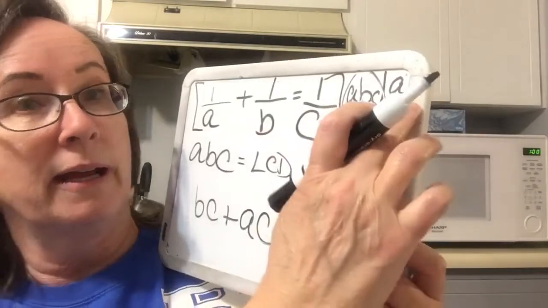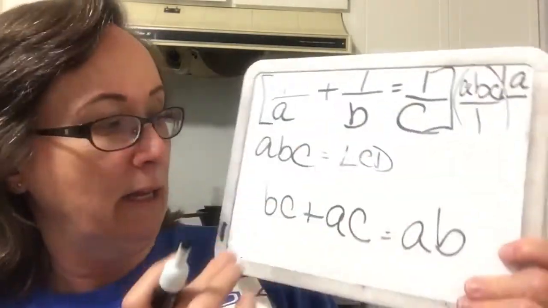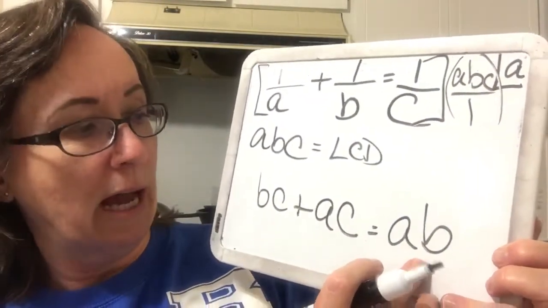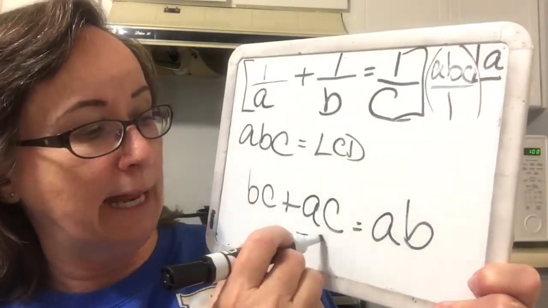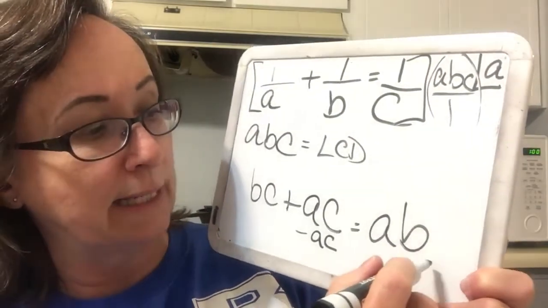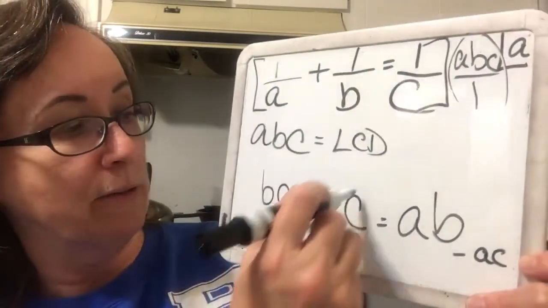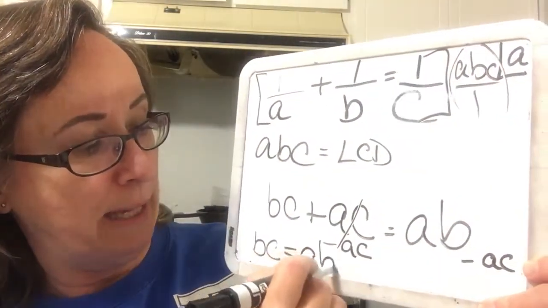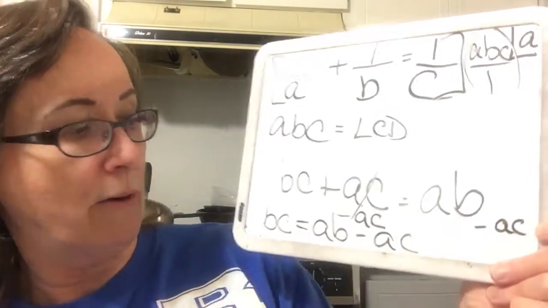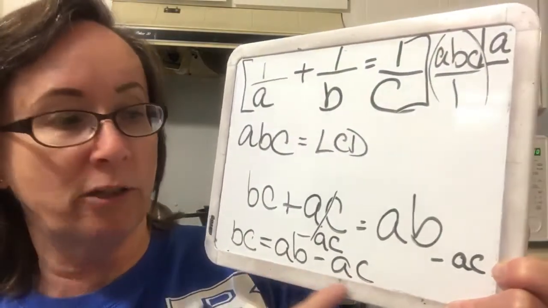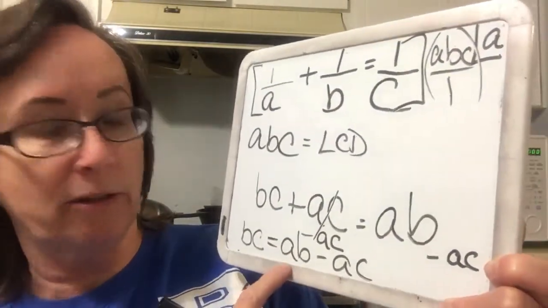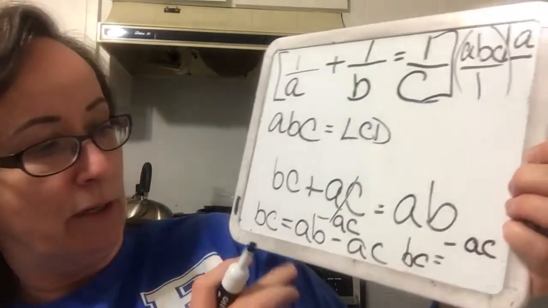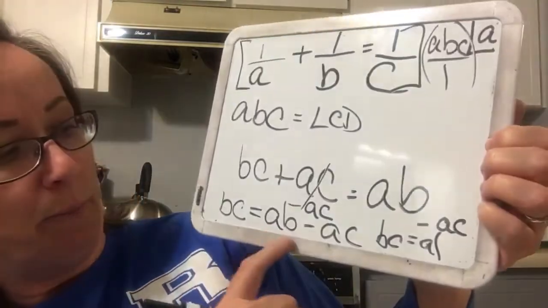I'm still trying to solve for a. Okay, since I'm trying to solve for a, wouldn't it be smart to get all of my a terms on one side? So I've got an a over here. I'm just going to go ahead and subtract an ac from this side and subtract an ac from the other side. Okay, so since that goes away, I've got bc equals ab minus ac. Okay? But I'm trying to get to a. What if I factor a out? Okay, so I'm going to factor a out to the front, and I'm going to get bc is equal to a times b minus c.